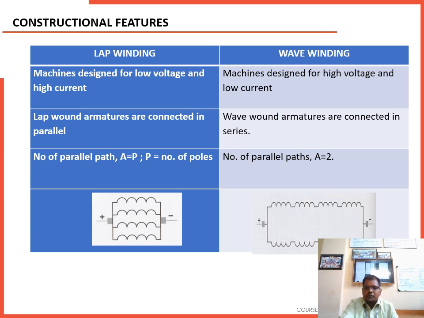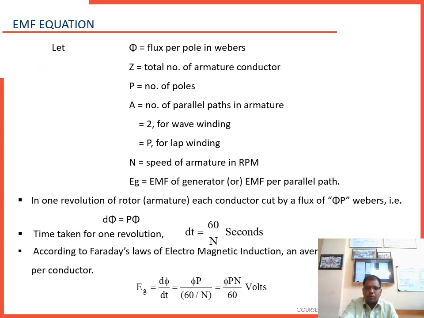The number of parallel paths for wave winding is 2. For lap winding, it is always equal to the number of poles. Already we know that the EMF equation is E = ZPΦN/60A. In that, Φ is the flux per pole in Webers, Z is the total number of armature conductors, N is the speed, P is the number of poles, and A is the number of parallel paths. A equals 2 for the wave winding, A equals P for the lap winding. That's all.